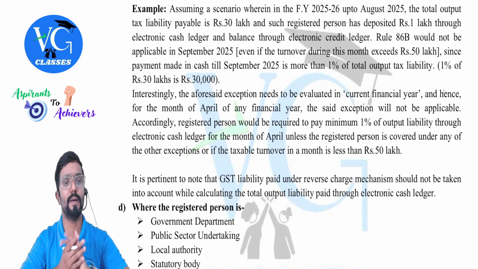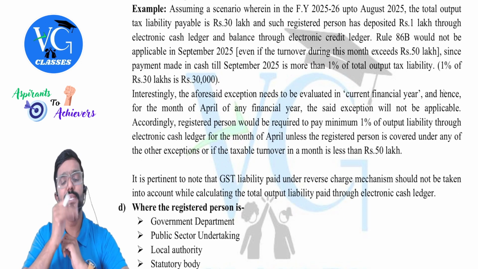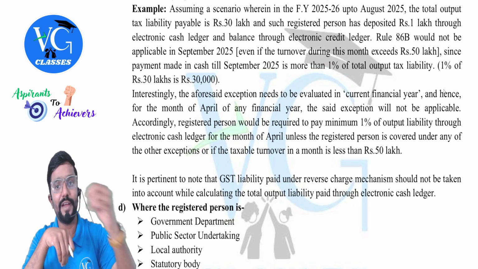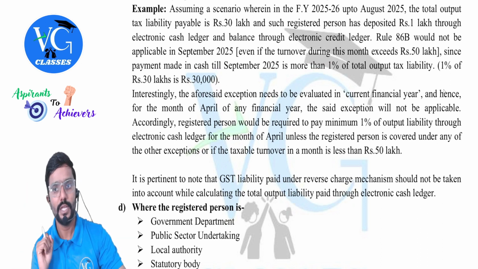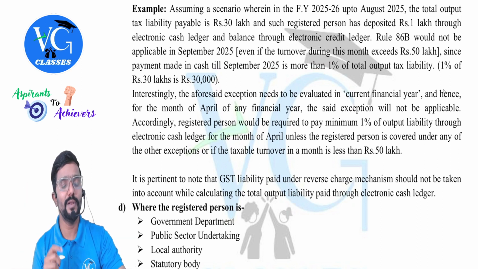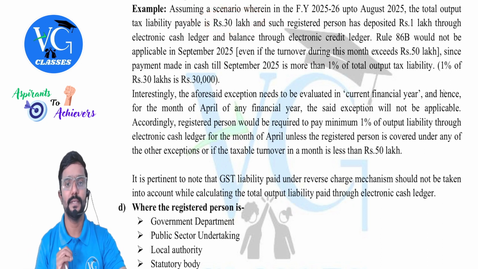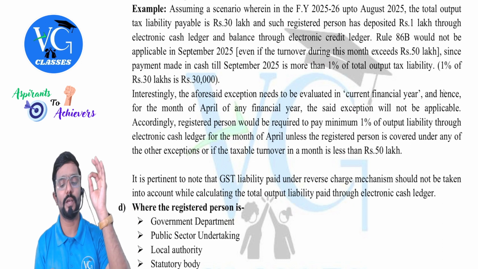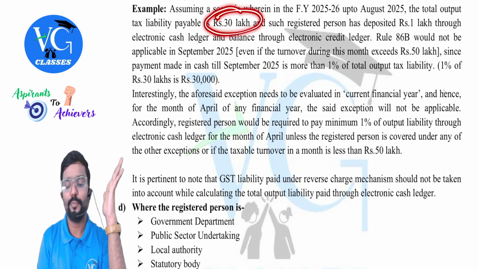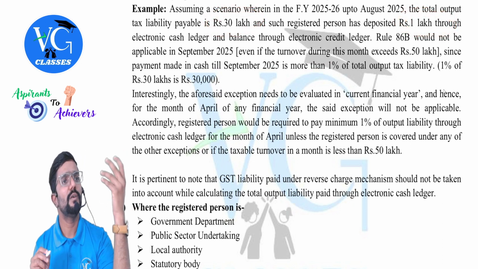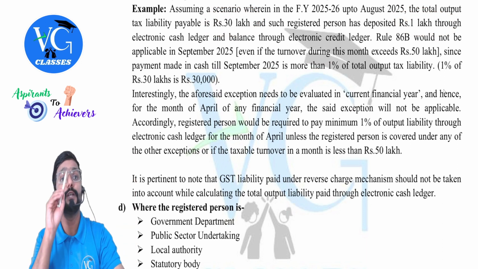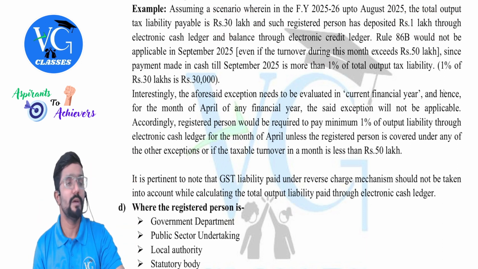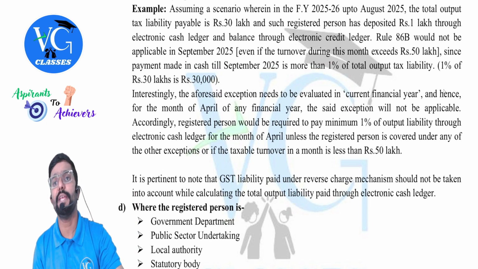Okay, let us see one example I have given. Assuming a scenario wherein in the financial year 25-26 up to August, the total output tax liability payable was 30 lakh, and such registered person has deposited 1 lakh through electronic cash ledger and the balance through electronic credit ledger. That means, guys, output tax was 30 lakh. They have paid 1 lakh through electronic cash ledger, which means how much credit have they utilized? 29 lakh.